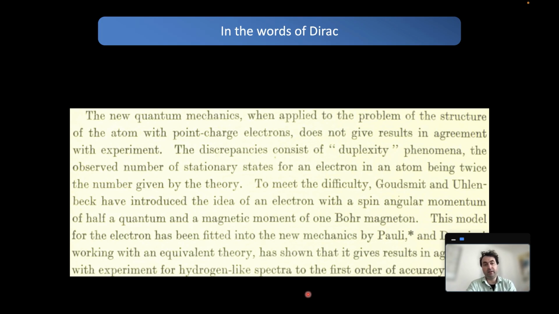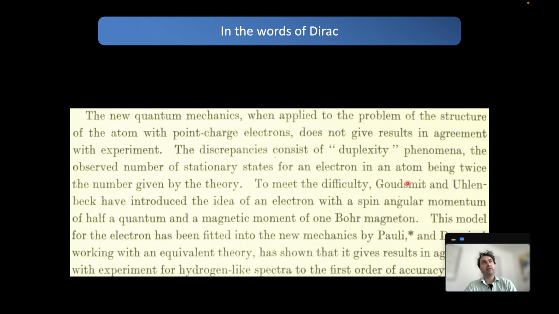So it was very well known that the electrons needed to have an angular momentum, and that you have these two states for the angular momentum of the spin of the electron. That's why Goudsmit and Uhlenbeck introduced the spin of the electron as an angular momentum of a half, such that you can have spin up and spin down, a twofold degenerate state, thereby giving you the duplex phenomena.